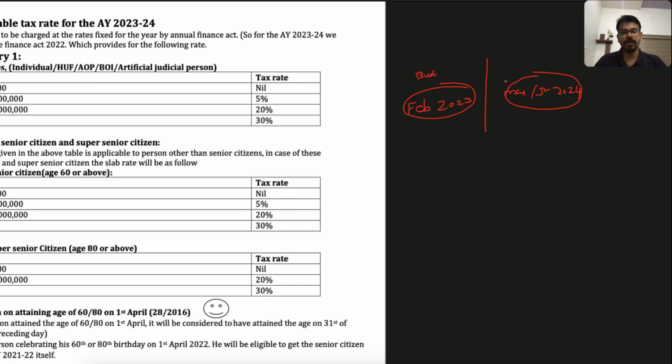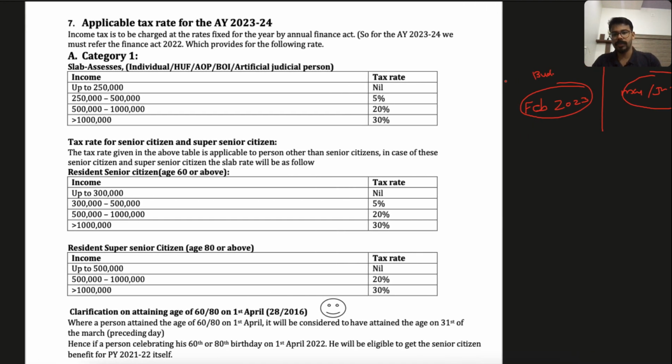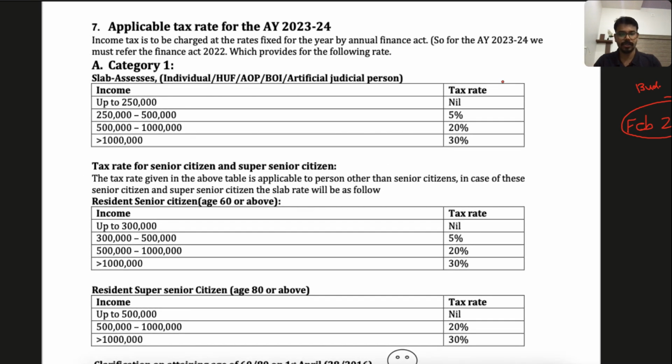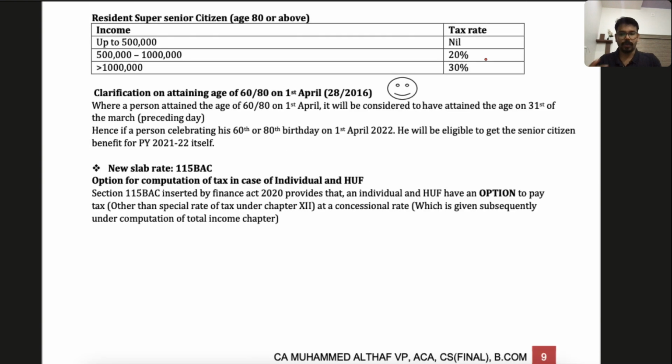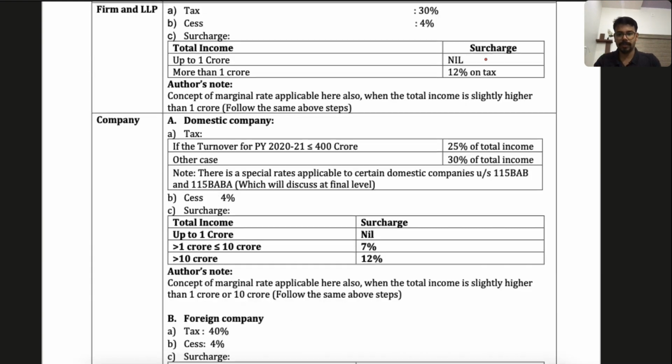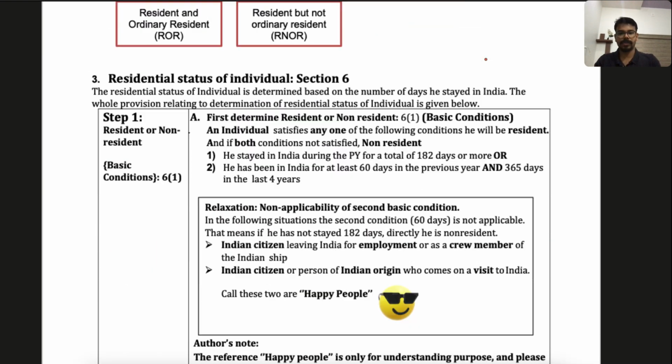So what budget are you studying? You are studying Budget 2022. So Budget 2022 is applicable for these 2023 exams. That is a basic understanding all of you have to have. In the slab rate we don't have much changes, so I'm just showing wherever amendments have been done. So no amendments in the slab rate. We don't have any amendments in the first chapter, second chapter, status.